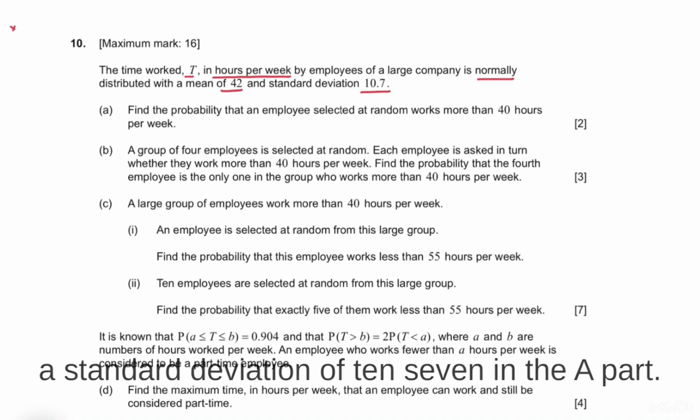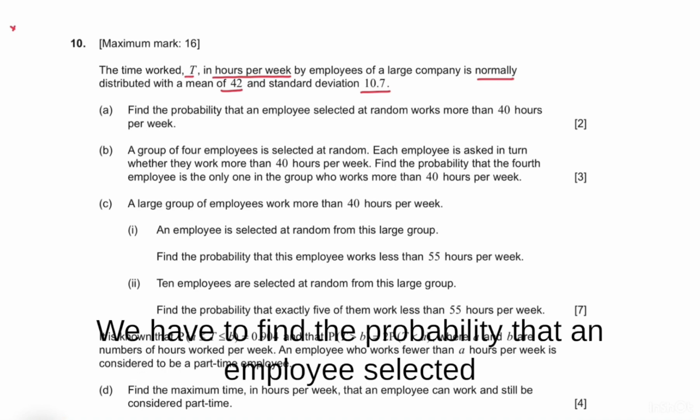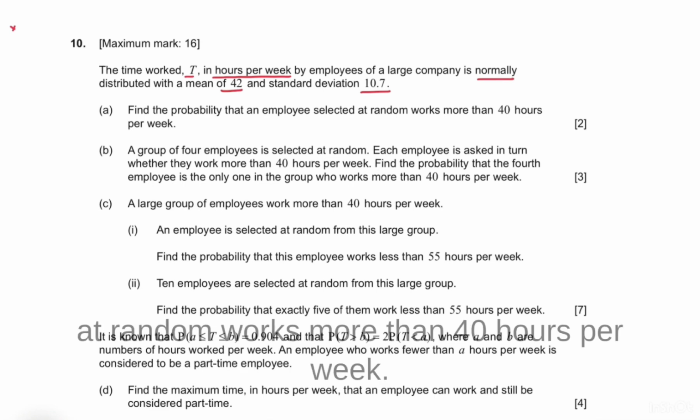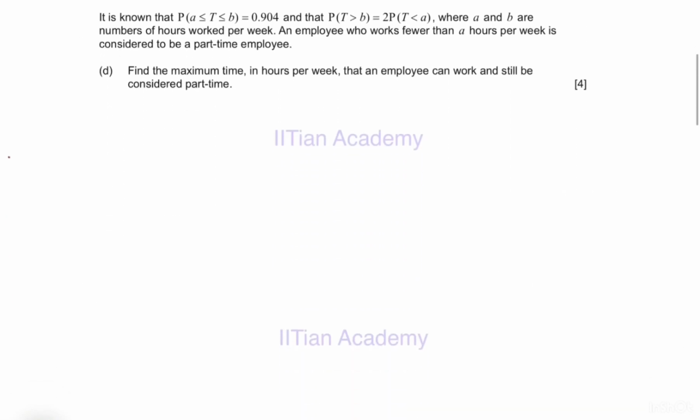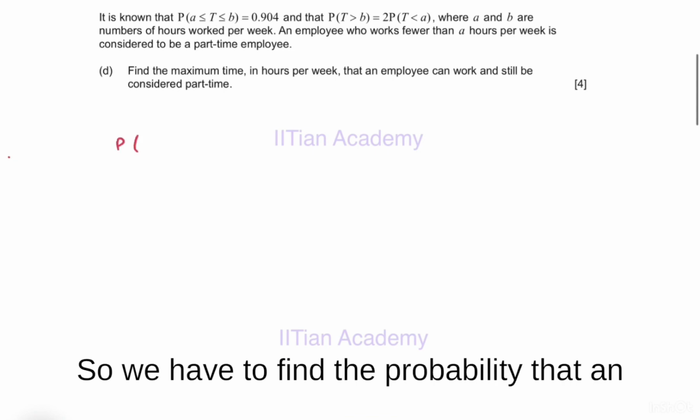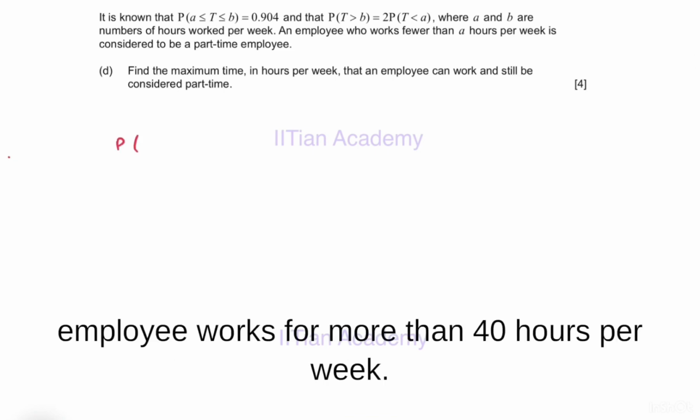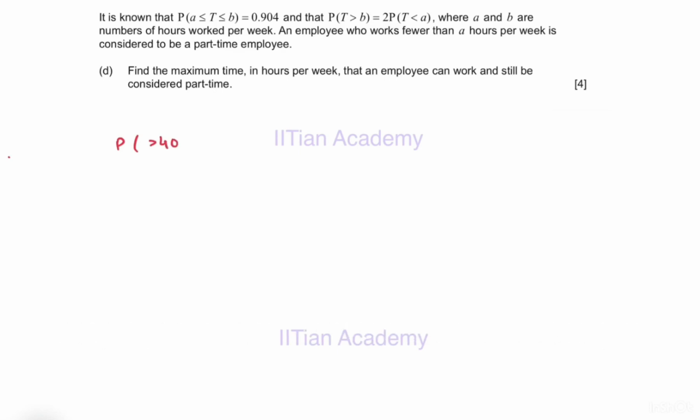In the A part, we have to find the probability that an employee selected at random works more than 40 hours per week. So we have to find the probability that an employee works for more than 40 hours per week.